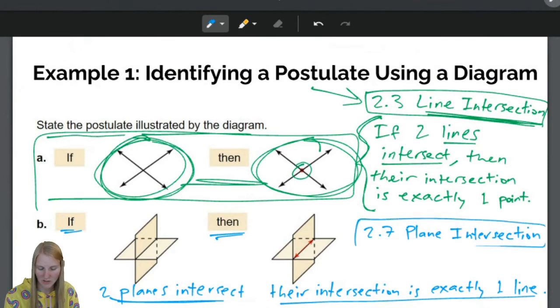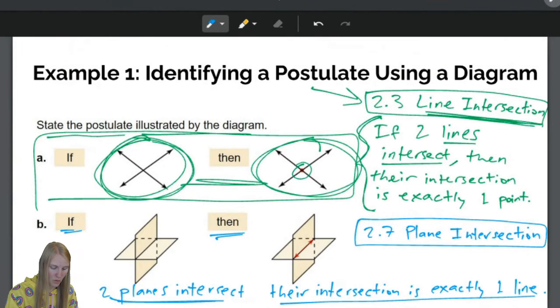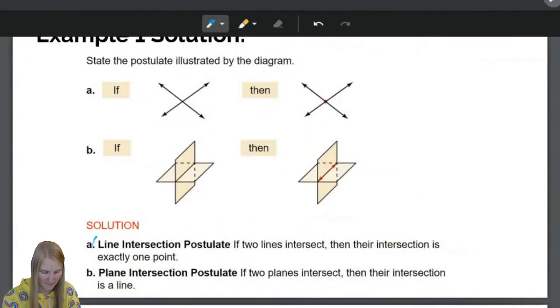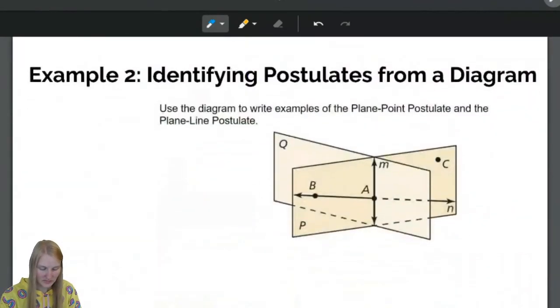So we stated the postulate, we stated the name of the postulate, and we stated the postulate in words. So cool. Let's see if we were right. Booyah. Line intersection postulate, plane intersection postulate, and they even said the words, just like we did. Beautiful. Example number 2. Identify postulates from a diagram.